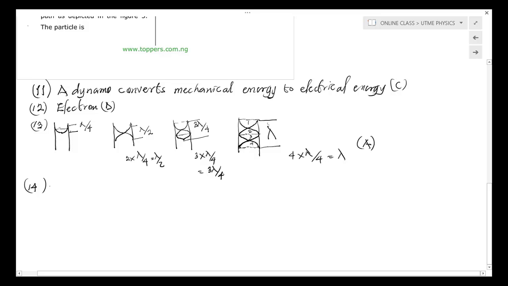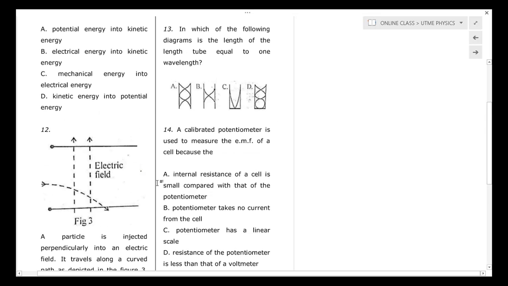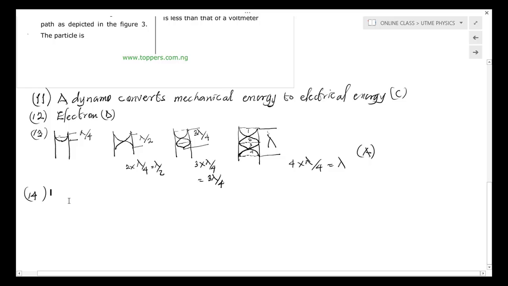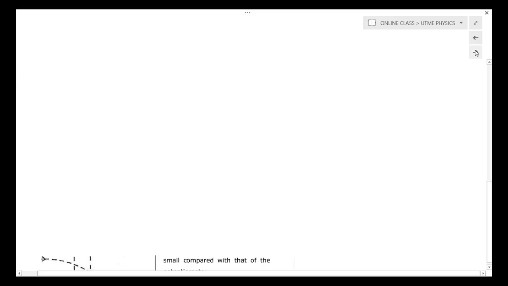So now in this case, from the question, with the potentiometer, no current is passing through. So that is when you measure the EMF. No current is passing through. That's when they say there is no deflection at that point. So that's B as depicted in that place.